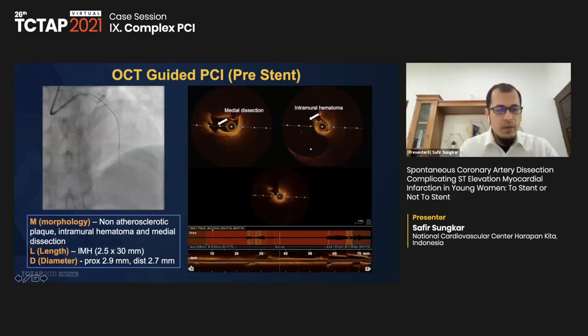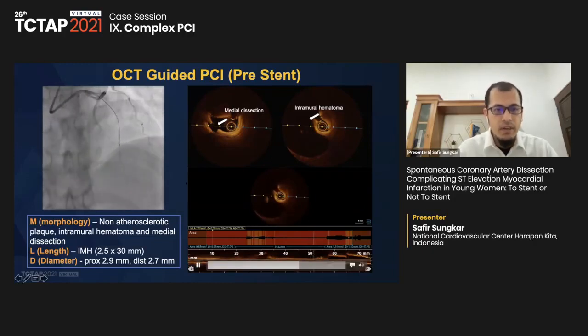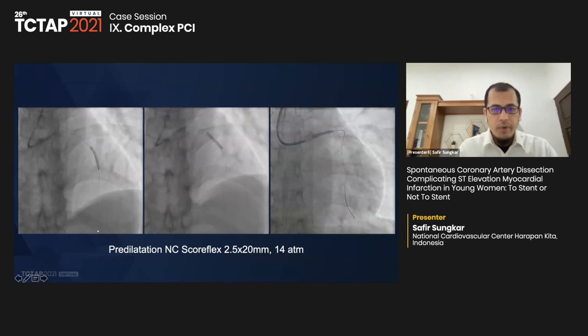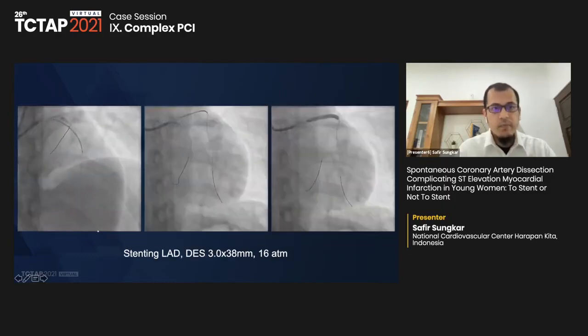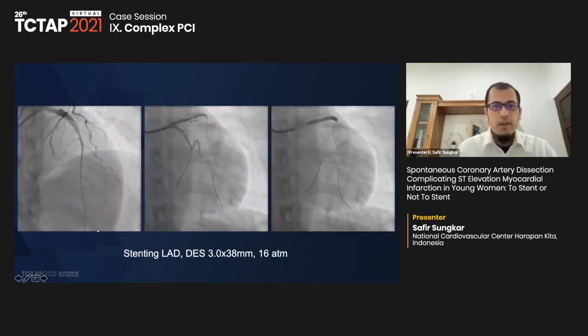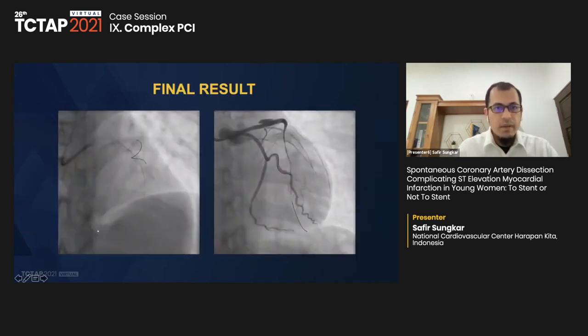Then we used OCT to evaluate the mechanism of dissection and guide the next management strategy. From the OCT, we can see the dissection at the proximal part of the LAD, and we found a large intramural hematoma, which we measured at 2.5 by 30 millimeters. We continued pre-dilatation with an NC Scoreflex balloon to fenestrate the intima and allow compression of the intramural hematoma. Then we put in a long stent, 3.0 by 38 millimeters, and deployed it at 16 atmospheres.